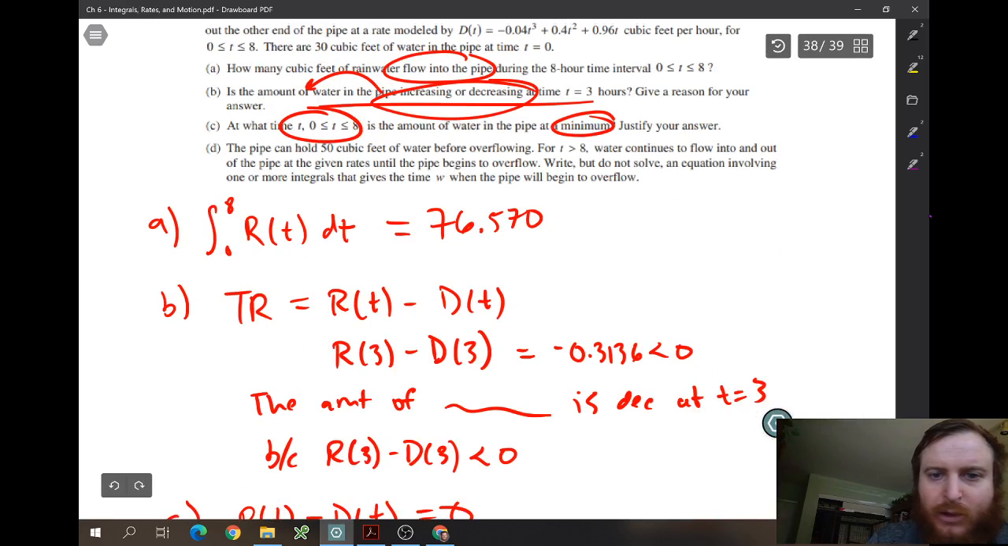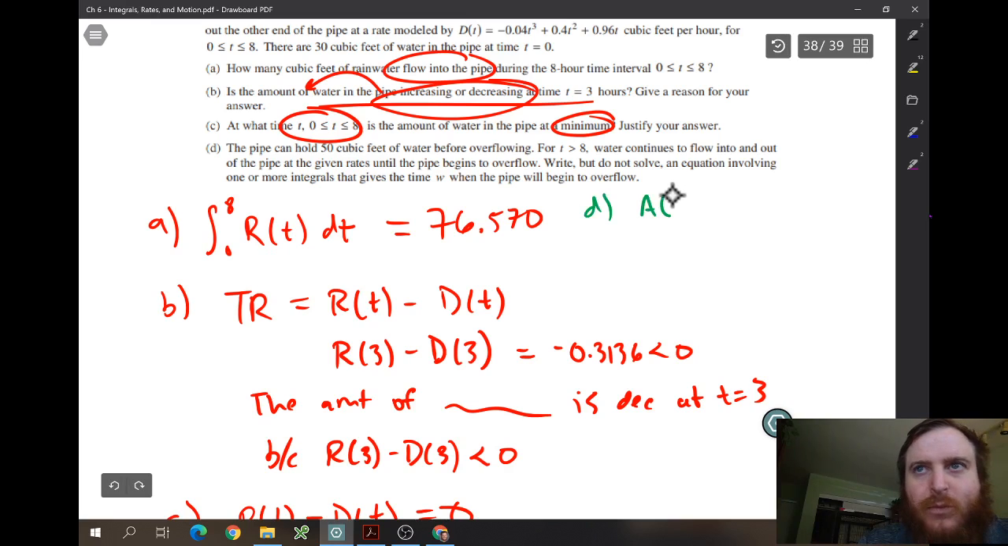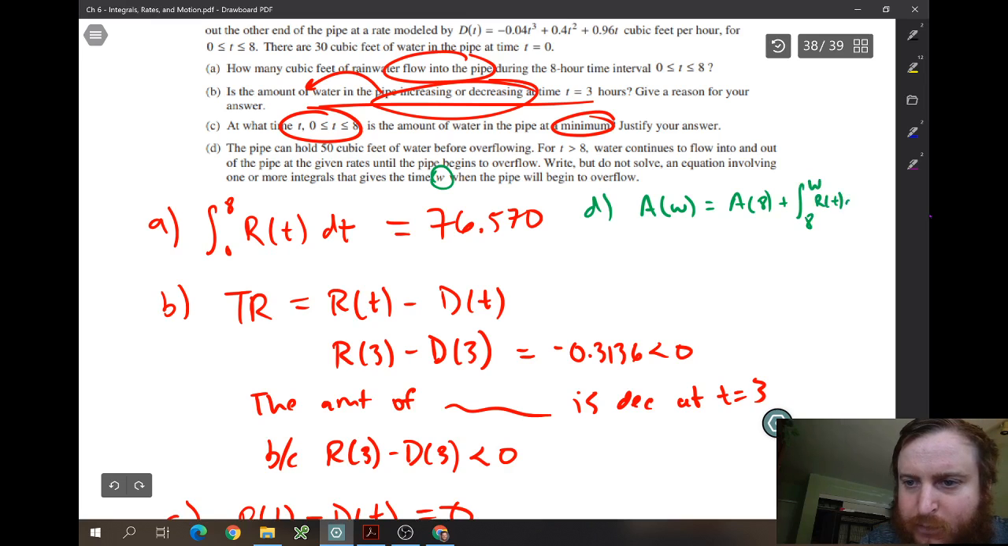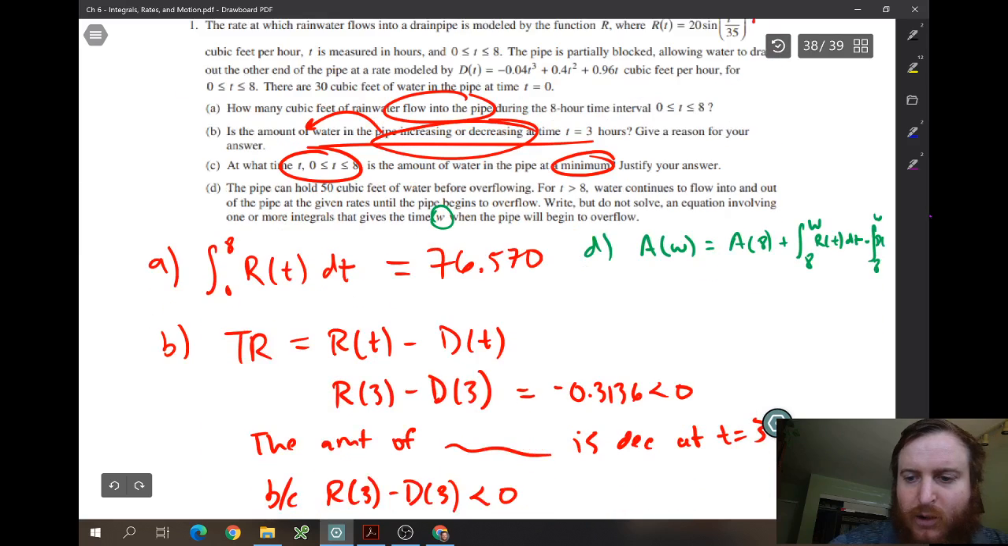Okay, and then part D says that the pipe can hold 50 cubic feet of water before it overflows. At time 8, water continues to go in and out of the pipe at the same rate until it overflows. And then we want to write, but not evaluate, an equation for when that happens. So basically, we're going to have A of some new time, and they wanted to call that time W. So A of W will be equal to A at 8, because that's when we're starting, plus the integral from 8 to W of R of t minus the integral from 8 to W of D of t. So that's our formula.